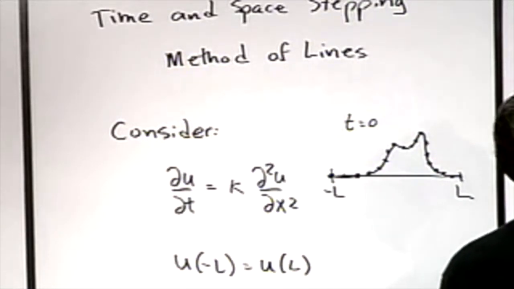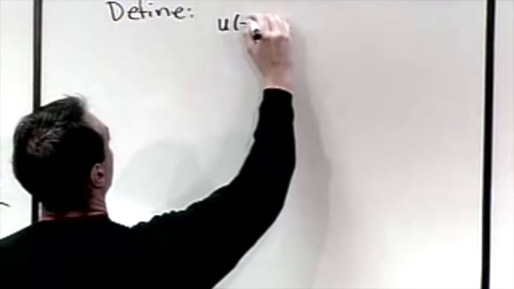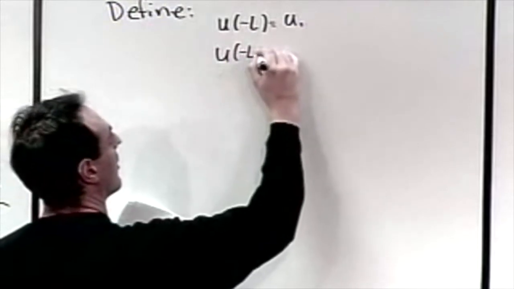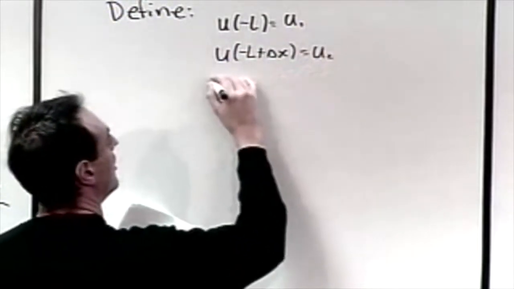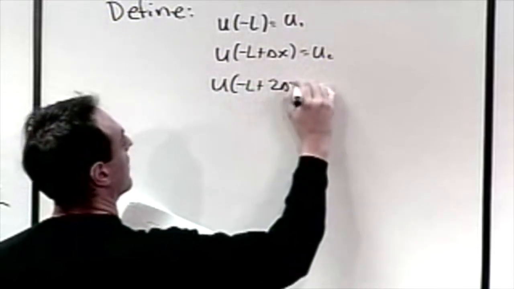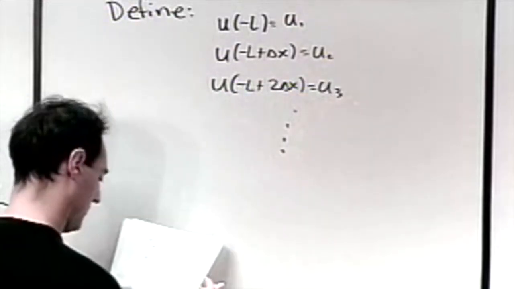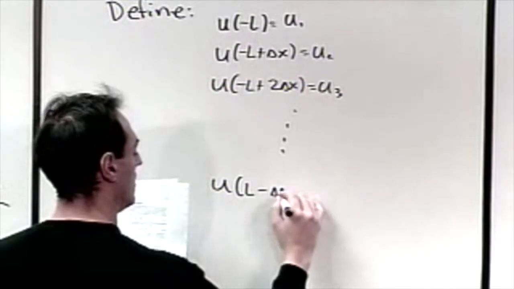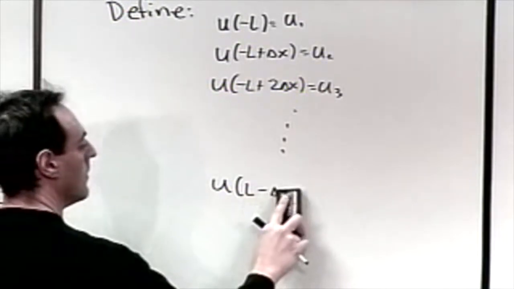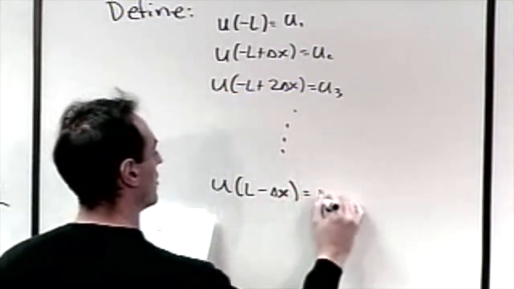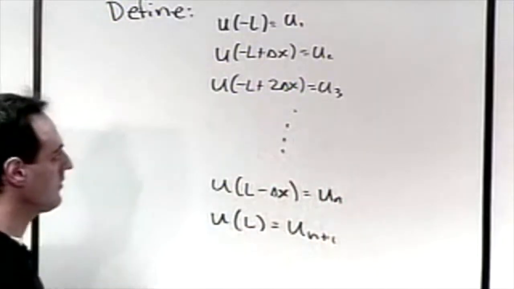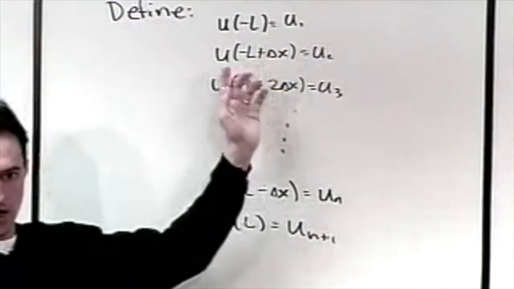And the way we're going to do this is we're going to say, okay, the value of u at negative L, let's call it u1. The value of u at negative L plus delta x is u2. The value of u at negative L plus 2 delta x is equal to u3, all the way down until we get to the end of this domain, which is u of L minus delta x, which is u of n, and then u of L, which is u of n plus 1. So what I've done is I've called every point by a certain name.